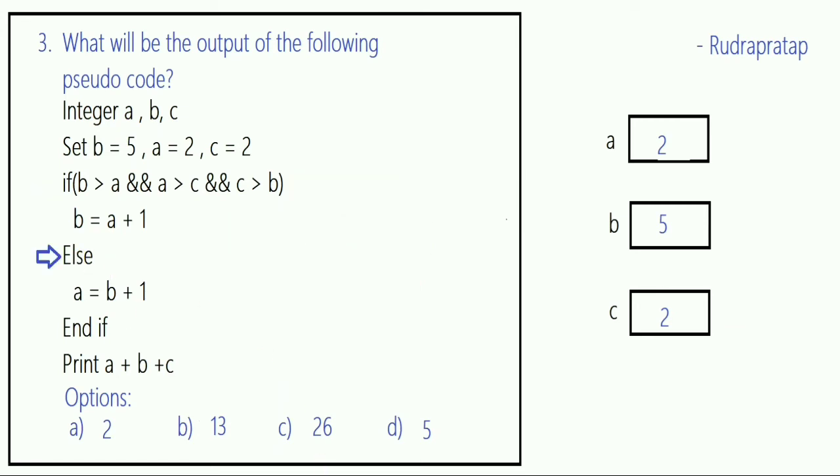So we have to move to the else part, and in else part we have a equal to b plus 1. Value of b is now 5. 5 plus 1 is 6. And after that this 6 is assigned to the variable a. And it will print the sum of all the variables. We have now value of a is 6, value of b is 5 and value of c is 2. 6 plus 5 plus 2 is 13. We got our answer as 13, option number B. So let's move to the next question.